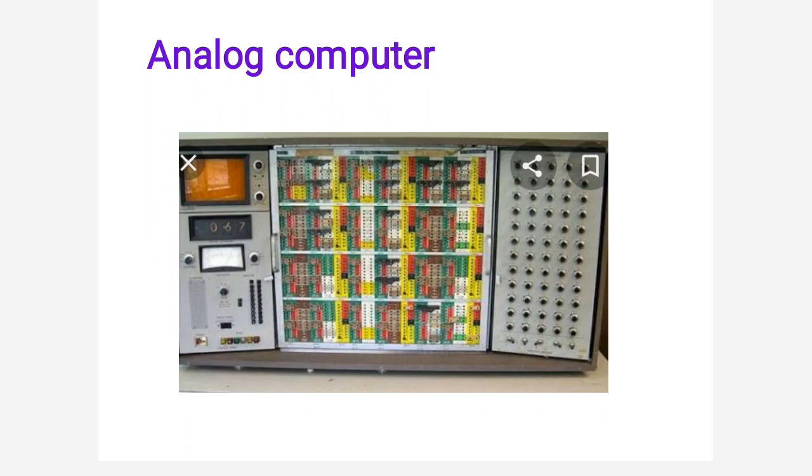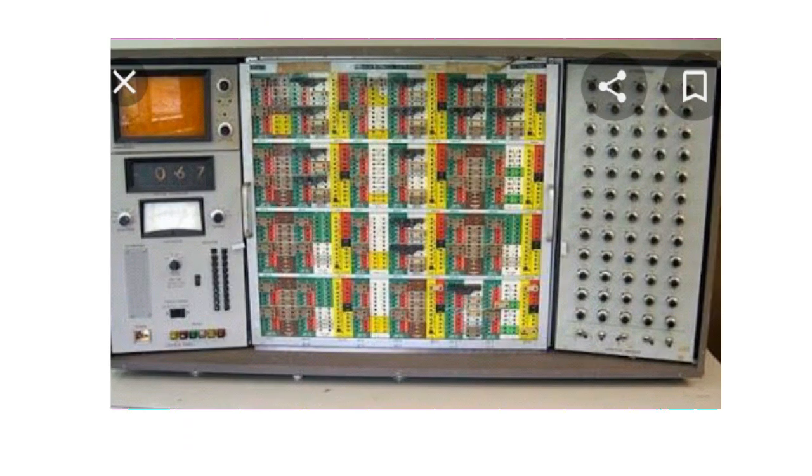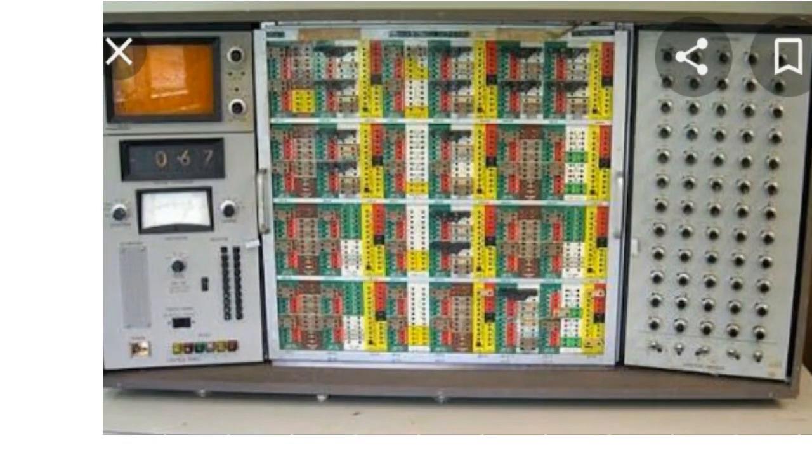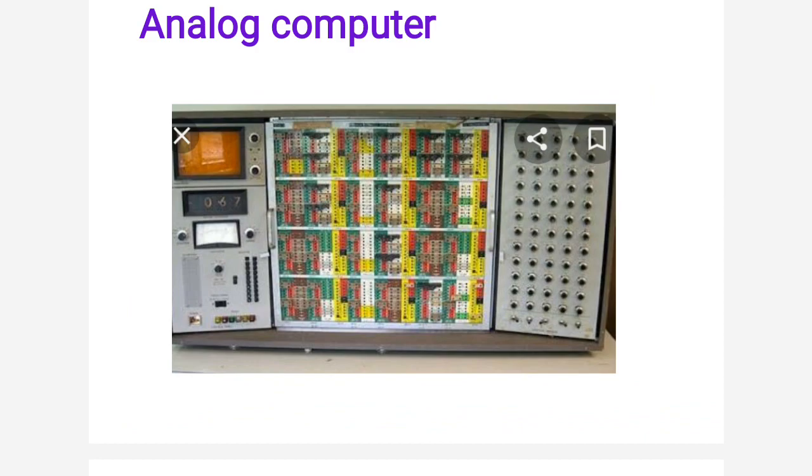Look at this. This is a picture of an analog computer. You can see that here we have a place where we can insert all the wires. It's going to perform the calculation. Here you can see there is something like temperature, 67 degrees, being displayed. So this is an analog computer. They are going to measure physical quantities. Physical quantities can be temperature, current, length. Okay.